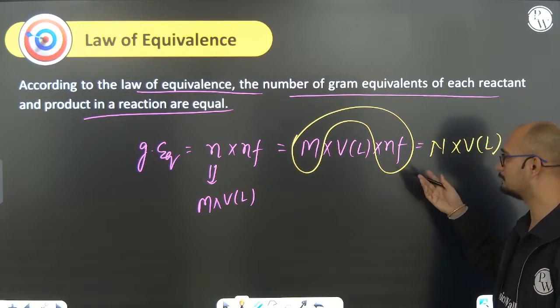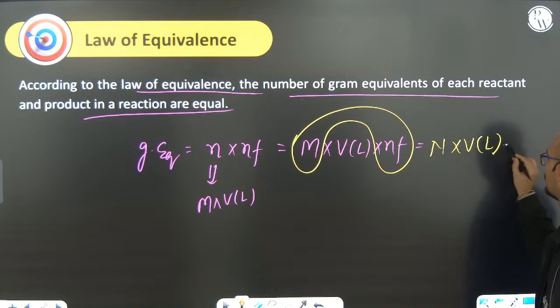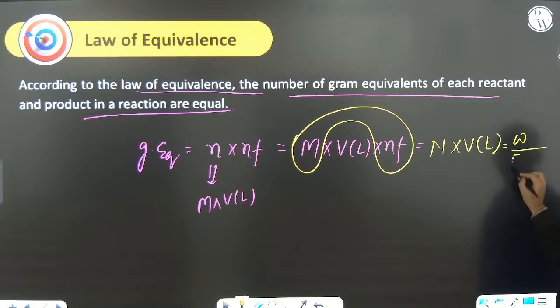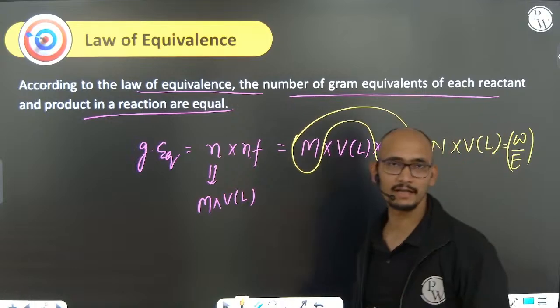What about one more thing? Because we know that, mass में convert कर दो. How to convert it into mass? We can convert it into mass like this. Given mass divided by equivalent mass multiplied by volume in liter. If it is volume in liter, what will happen? Volume in liter cancels. So what we can say? Given mass by equivalent mass. These are the formulae for gram equivalents.